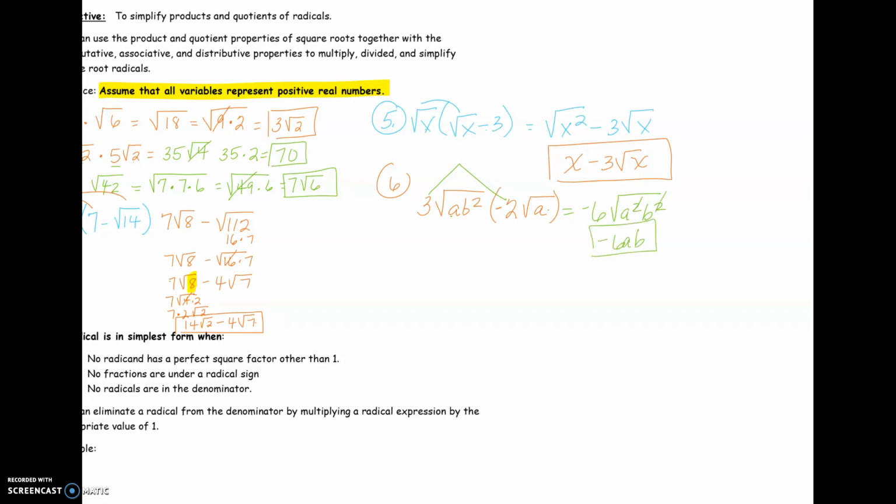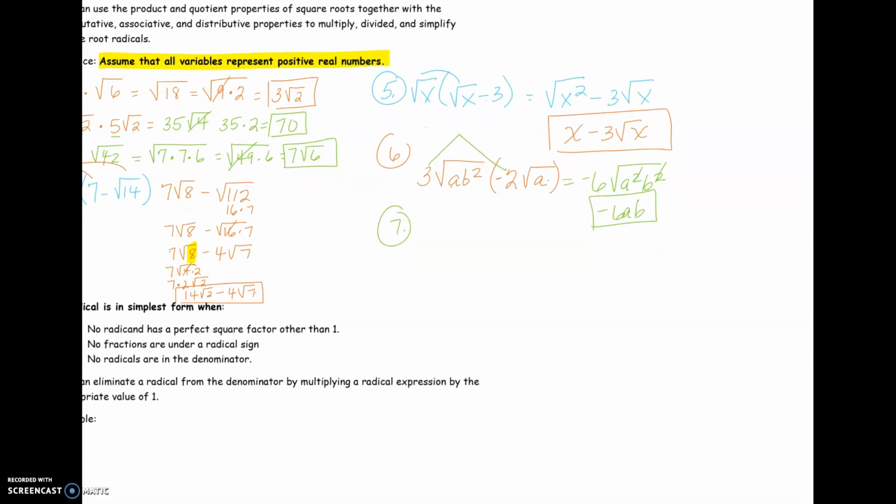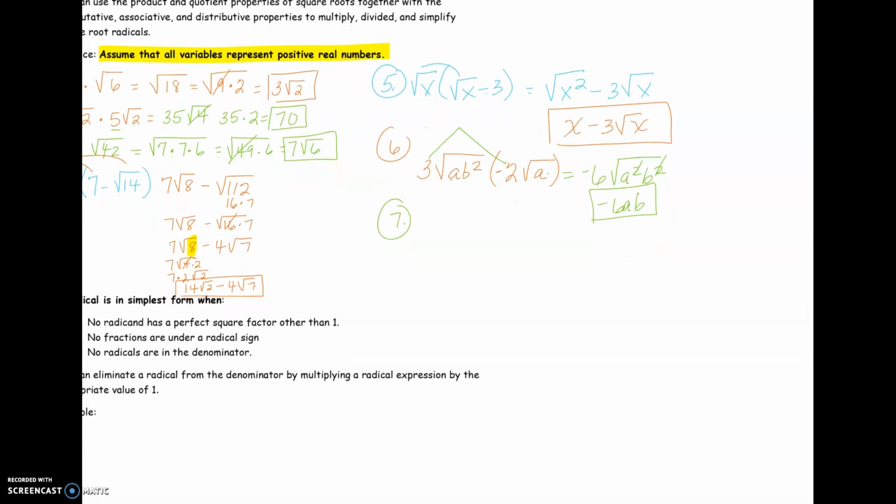And again, even though they're odd exponents, because we were told to assume that all variables were positive, we don't have to worry about it.